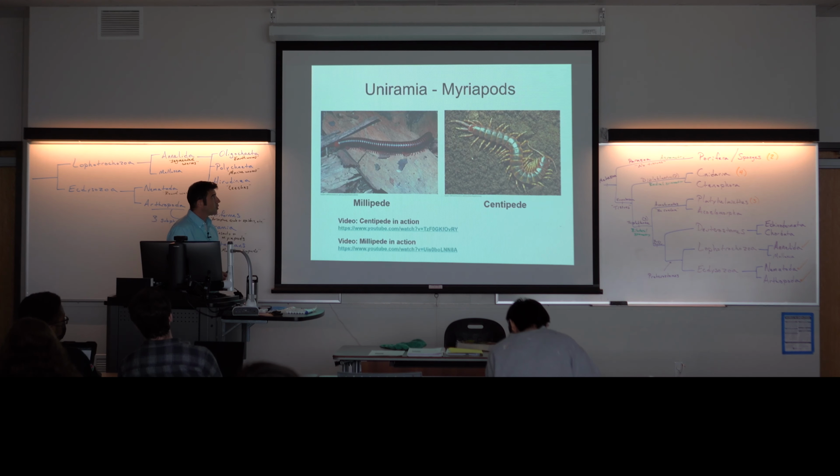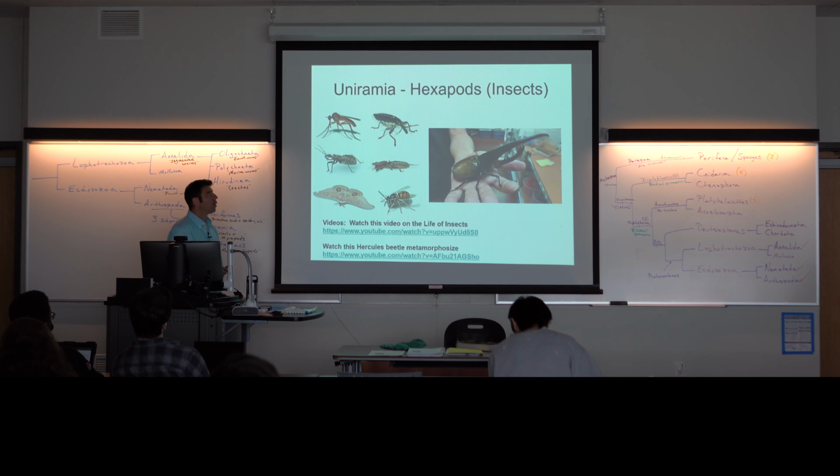So here's where we talked about the myriapods. Those are the millipedes and the centipedes. One is more herbivorous. The other one is a meat eater. The other half of Uniramia are the insects, and insects are sometimes called hexapods because they have 3 pair of walking legs, 6 legs total. So the name hexapods just means 6 legs.